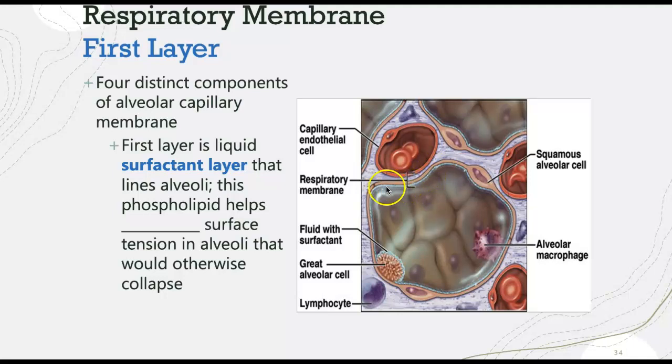First is going to be that surfactant layer. You see it a bit in the light blue over here. It lines our alveolus, and it is a phospholipid that helps lower the surface tension in the alveoli. Otherwise, it would collapse, meaning that if we didn't have surfactant here, we would have some water, and water molecules are attracted to one another. With surfactant being here, it helps pull those water molecules apart a bit more and allows the alveolus to stay nice and open.